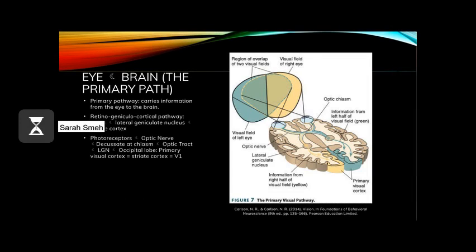After receiving the signal from the eye, the brain must begin to process it. The retinogeniculocortical pathway is the primary pathway that carries information from the eye to the brain. Signals coming from the photoreceptors in the retina are transferred through the optic nerve, decussate at the chiasm, through the optic tract where they are sent to the dorsal lateral geniculate nucleus, LGN, in the thalamus. It is then sent to the striate cortex in the occipital lobe.